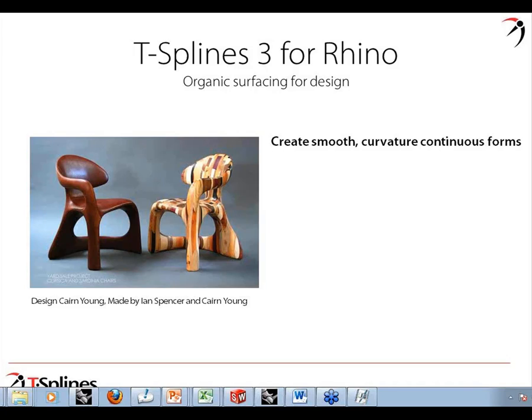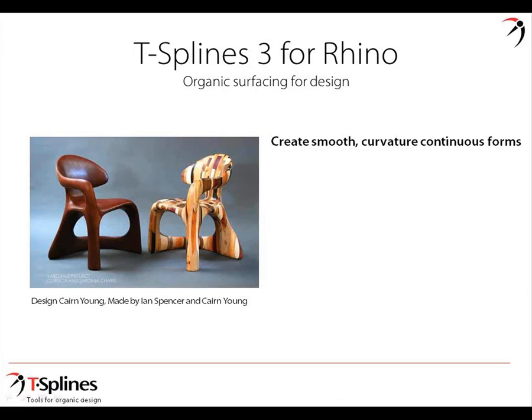So T-Splines 3 for Rhino will help you create smooth curvature continuous forms. In other software programs, it can take significant time before you can build up surfaces to achieve a curvature continuous shape. With T-Splines, smoothness comes across the model by default because large portions of the model can be a single unified surface. This can be useful in a few situations.